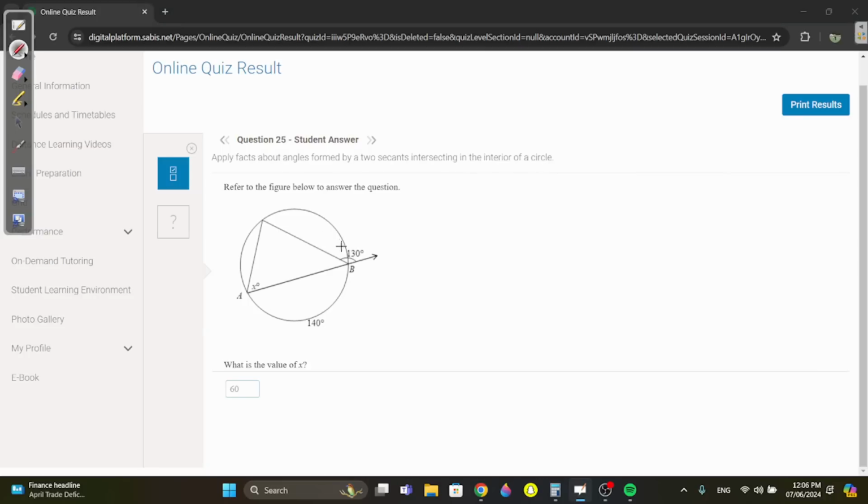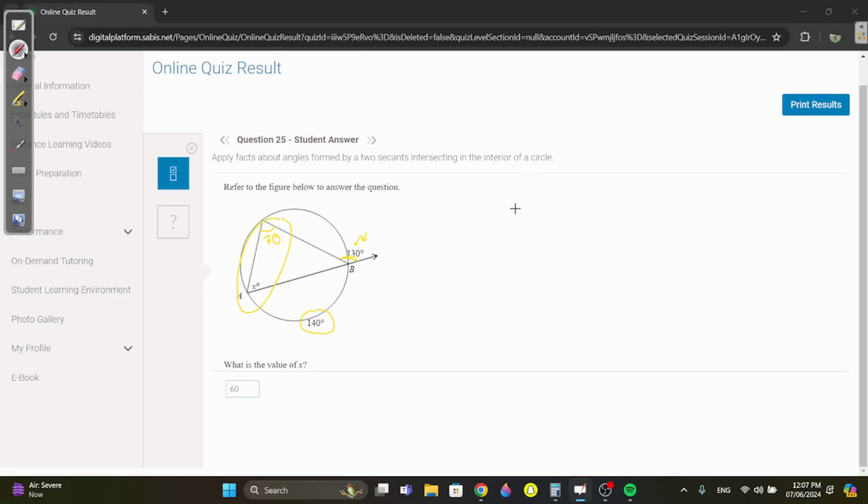So what you do here, look at what you have given here. If this is 140, this here would be 70. And remember that this is an exterior angle to the triangle. It's not formed by a tangent, it's part of the triangle. So it's going to be equal to these two added to each other.